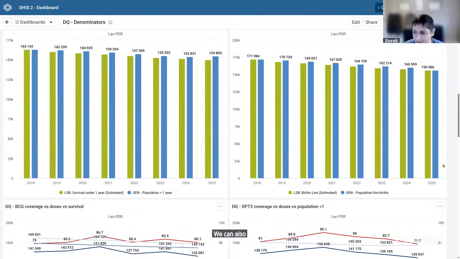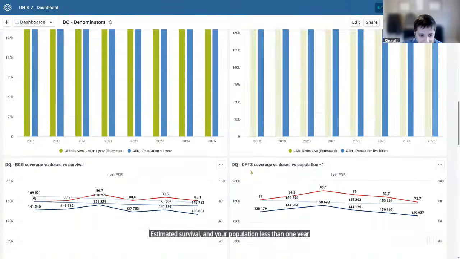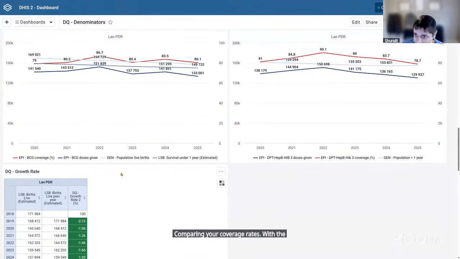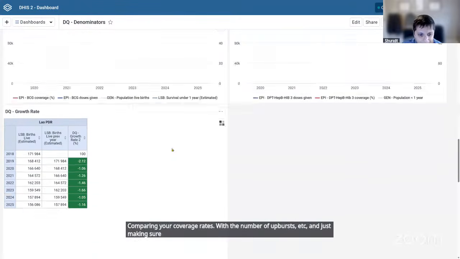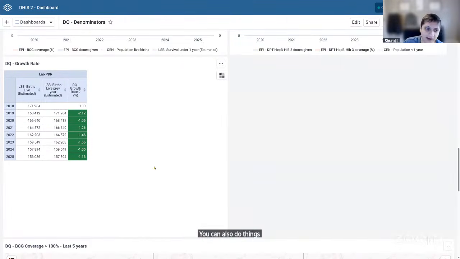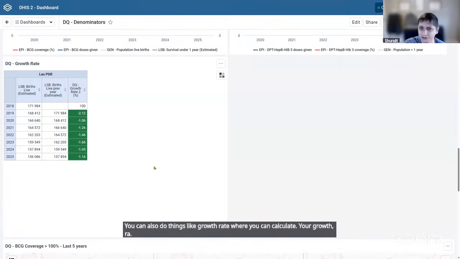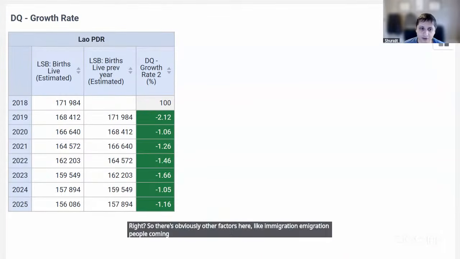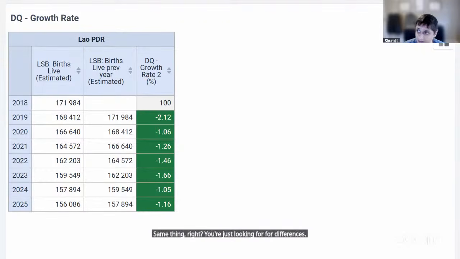We can also compare denominators that are similar, things like your estimated survival and your population less than 1 year. You can look at things like comparing your coverage rates with the number of births, etc., and just making sure there aren't spikes. You can also do things like growth rate, where you can calculate your growth rate over time. This is just looking at the growth rate of births, right? So there are obviously other factors here like immigration, people coming in and out of your country, whatever it might be. But this is just looking solely at births. Same thing, right? You're just looking for differences of more than 10%.